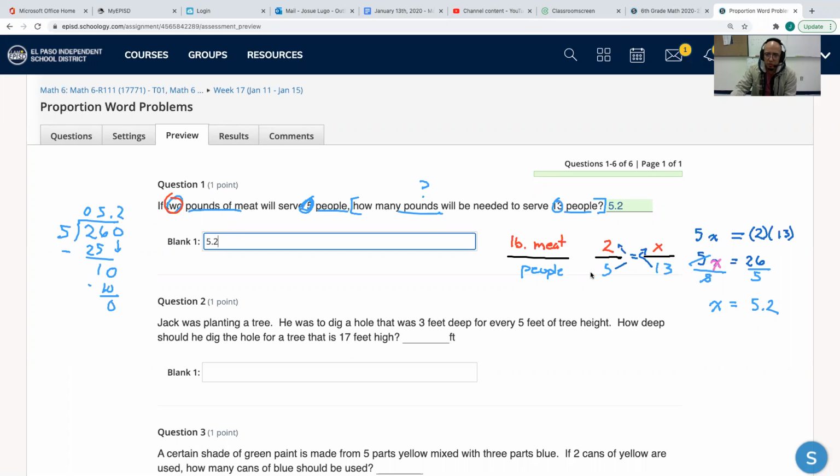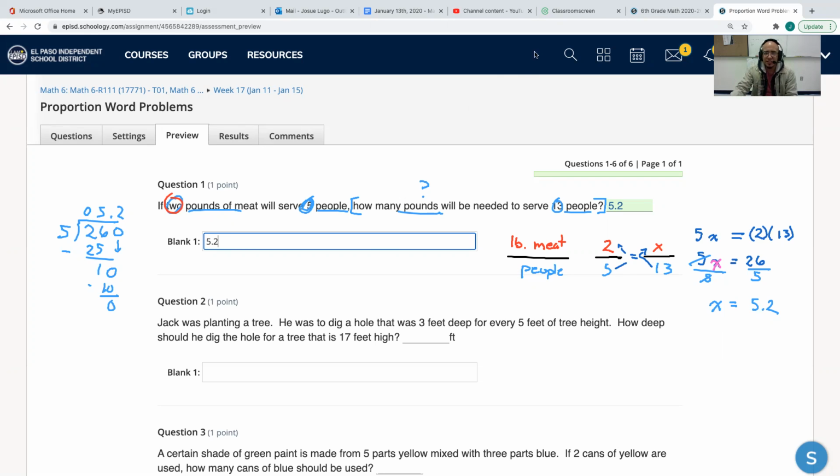I wrote down my word fraction, pounds of meat for 5 people. I wrote down my ratio that was given to me, 2 over 5, 2 pounds of meat for 5 people. I wrote down the given information wherever it would go on an equivalent fraction, 13 people, so it would go on the denominator, and I needed to find out how many pounds for 13 people. Then I used cross multiplication to make an equation. 5x goes on one side, 2 times 13, which is 26, goes on the other. And then I just isolated the variable by dividing by 5, and that gave my answer.